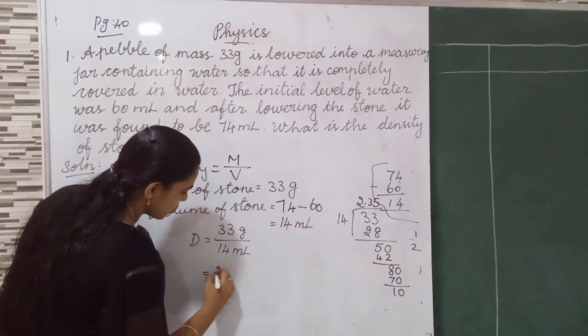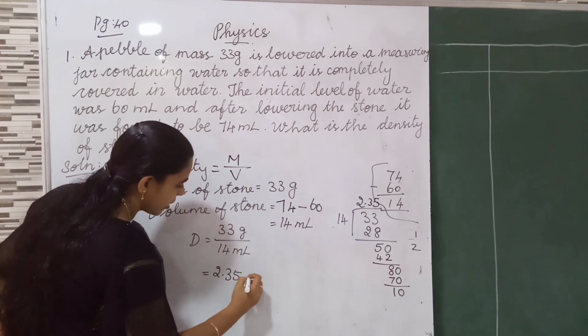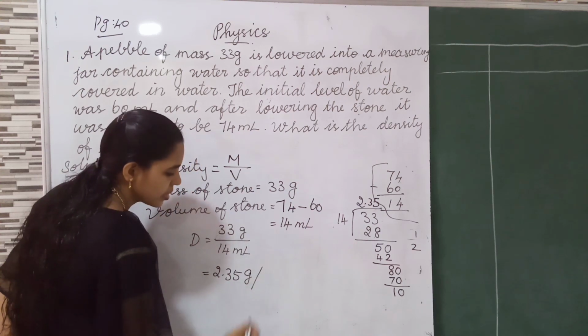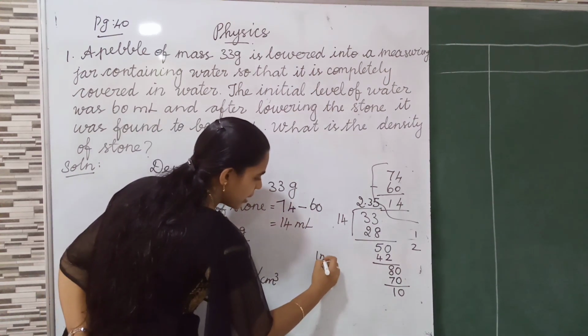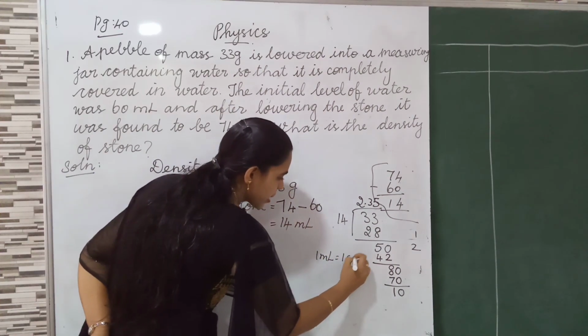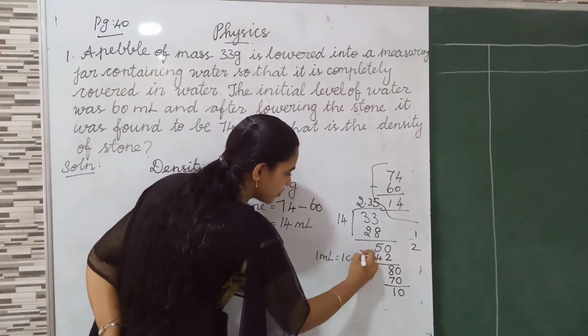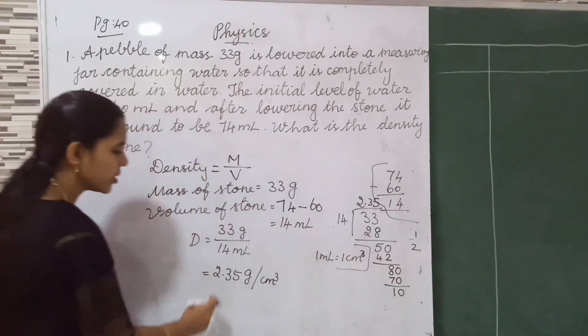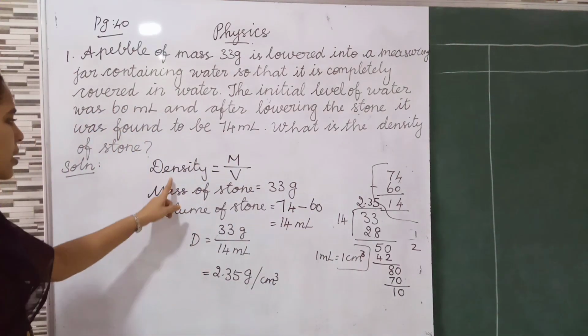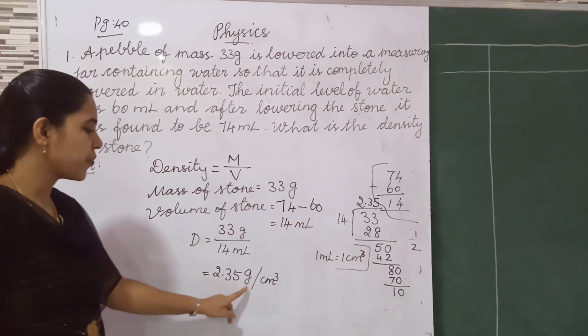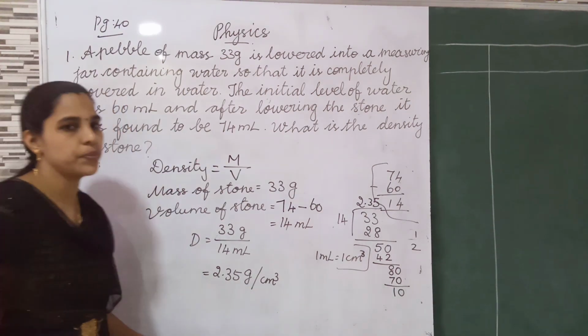What is the answer? 2.35 gram per centimeter cube. How will it be there? 1 milliliter is equal to 1 centimeter cube. So, the answer is 2.35 gram per centimeter cube. Density is equal to 2.35 gram per centimeter cube.